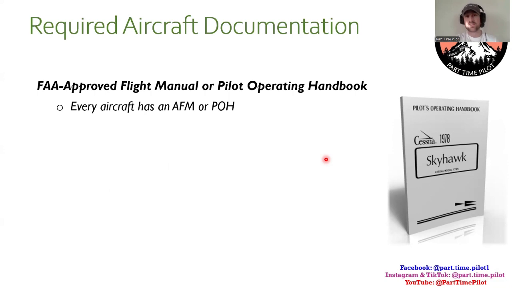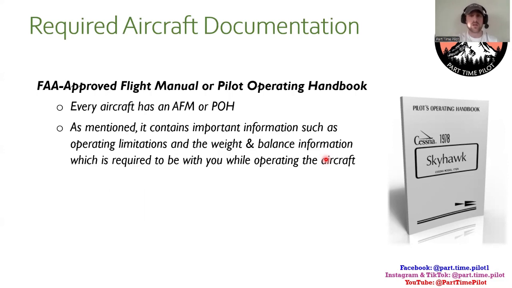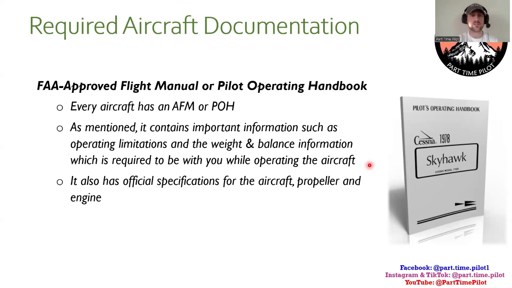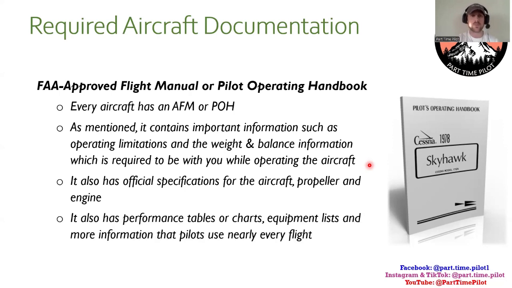So every aircraft has an AFM or POH. They kind of basically serve the same purpose. And as mentioned, it contains important information such as operating limitations and the weight and balance information, which is required to be with you while operating the aircraft. It also has official specifications for the aircraft propeller and engine, which is very important. And then it also has performance tables or charts, equipment lists, and more information that pilots use nearly every flight.